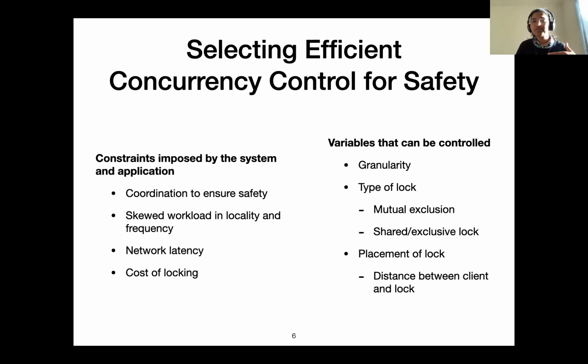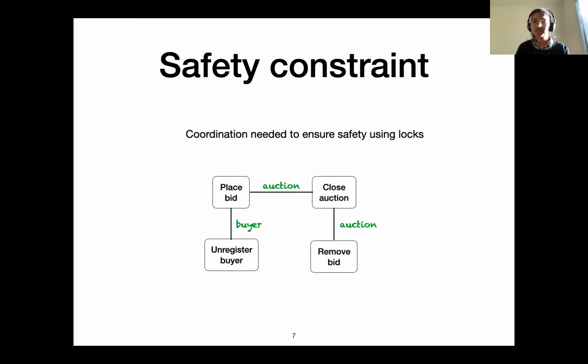So let's now look into the different constraints one by one. First, let us look at the safety constraint. As we previously saw, we have pairs of operations that are conflicting. Basically, we had a conflict between placing a bid and closing an auction concurrently. We had another conflict between placing a bid and unregistering a buyer, and we had a third conflict between closing an auction and removing a bid.